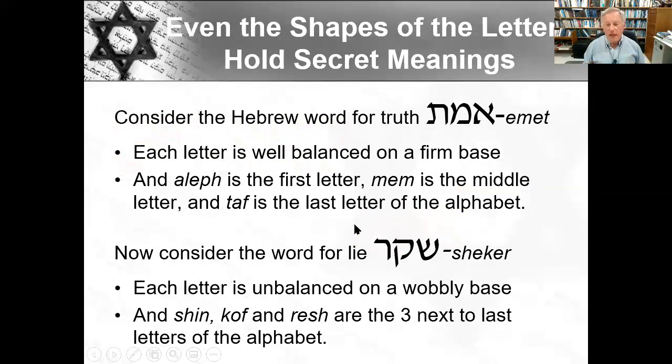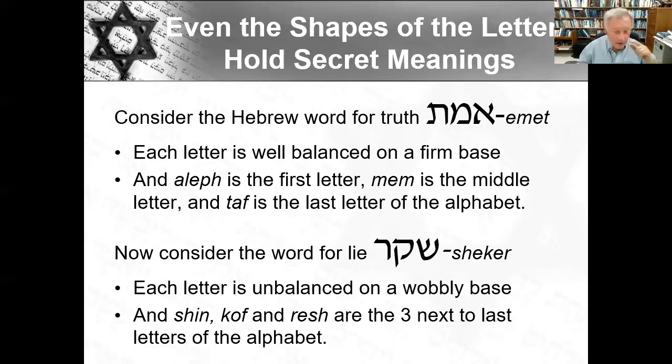Even the shapes of letters hold mystical meaning. And this is an example I was taught, which I particularly like. So consider the Hebrew word for truth, which is emet. Each letter is very well balanced. The aleph has two legs. The mem has a long bottom and a little stabilizing toe there. The taf also has two legs with a little bit of extra stabilization. And if that weren't enough, the aleph is the first letter of the Hebrew alphabet, the taf is the last letter, and the mem is the middle letter of the Hebrew alphabet. Truth is incredibly well balanced.